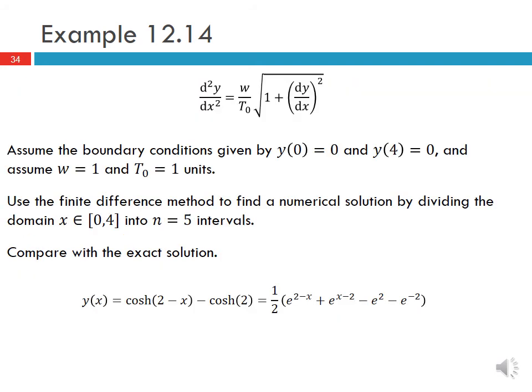So this is our differential equation, and if we assume boundary conditions y of 0 is equal to 0 and y of 4 is equal to 0, with a weight of 1 and a tension of also 1 unit, we want to use the finite difference method to find a numerical solution by dividing our domain from 0 to 4 into 5 intervals. And then we can compare with our exact solution, which is given as shown here.